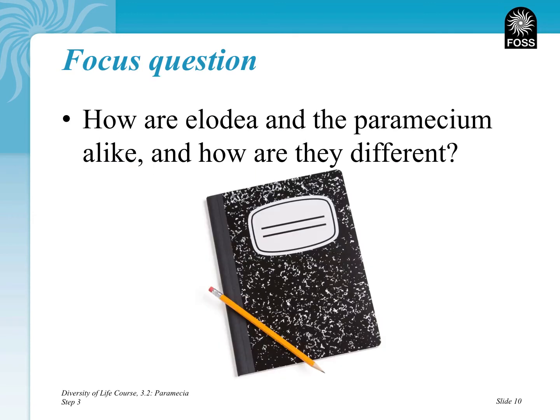So let's revisit our focus question. How are Elodea and Paramecium alike, and how are they different? Well, many people said that the Elodea cells only stay in one place. They're kind of trapped in place like bricks in a wall, whereas Paramecia move around, freely moving around, bumping into things, twisting, turning, all that kind of stuff.